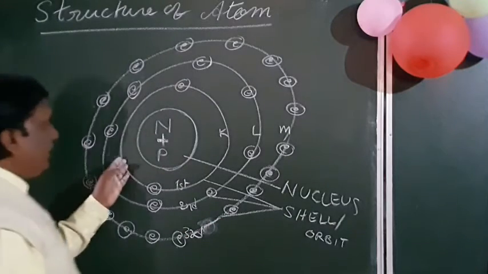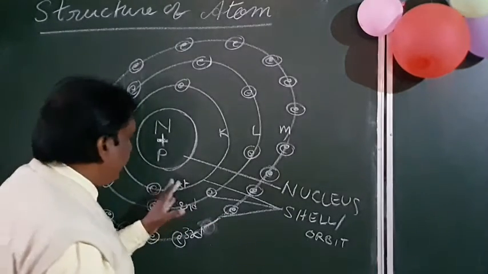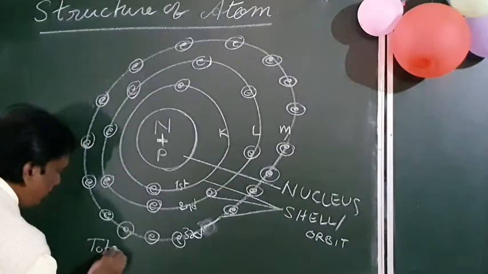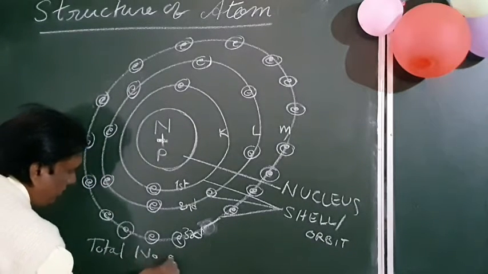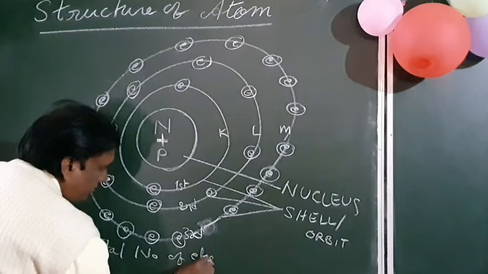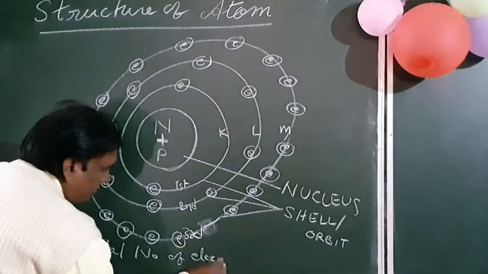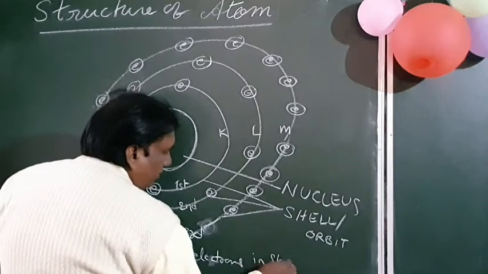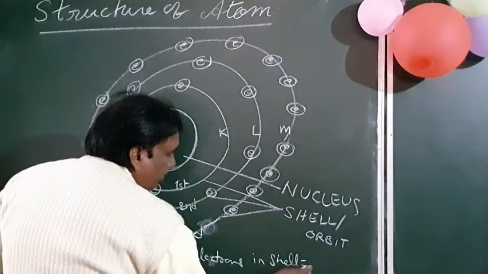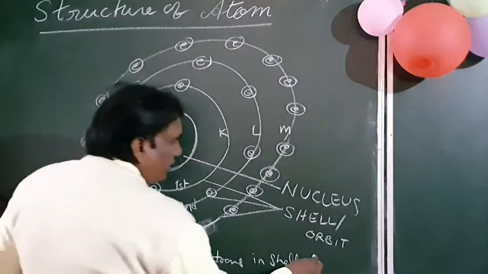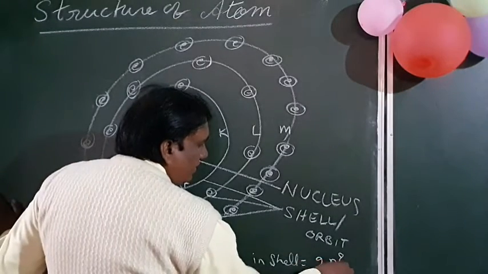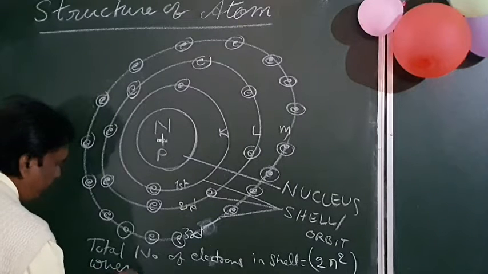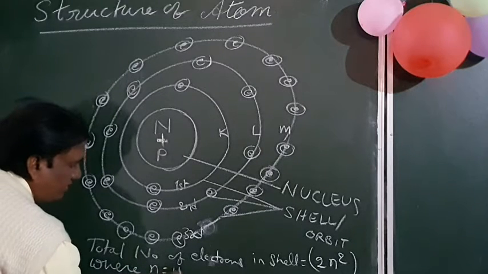Look here, each shell of the atom consists of a total number of electrons. The total number of electrons in a shell is obtained by using the formula 2n squared. This is the formula where n equals the number of the shell.